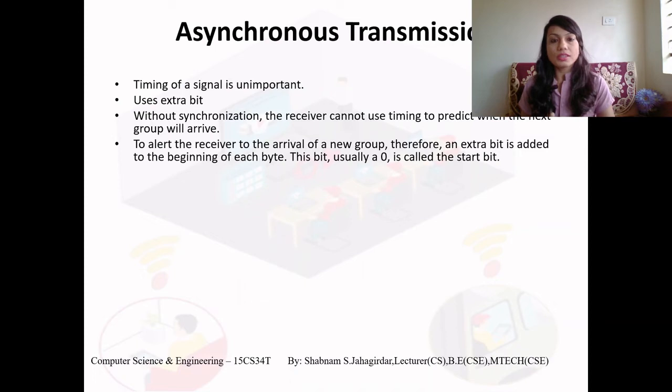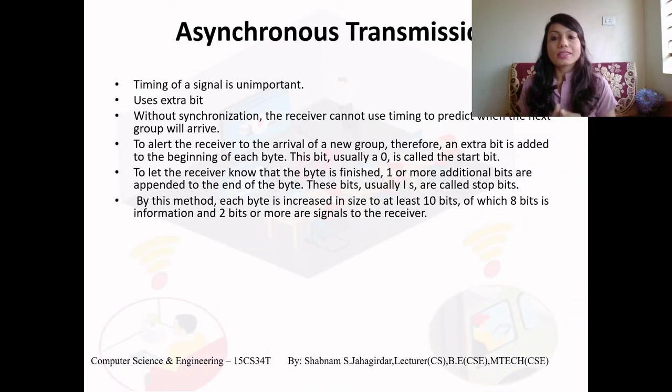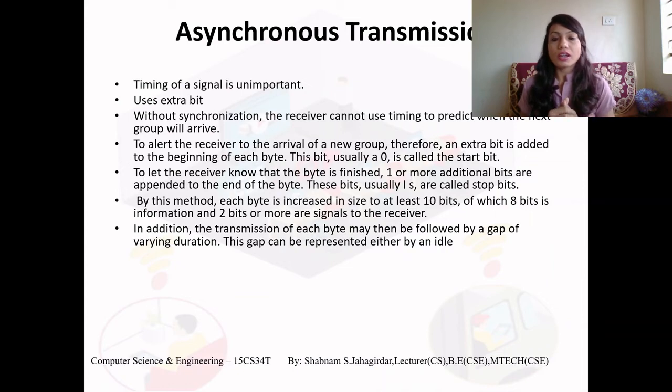This bit is usually 0, called the start bit. To let the receiver know the byte is finished, one or more additional bits are appended to the end of the byte. This is known as the stop bit. By this method, each byte is increased. That is, if 8 bits are given for the actual data, 2 bits are for extra information, so 10 bits will be sent. In addition, the transmission of each byte may be followed by a gap of varying duration. This gap is called idle. That is, instead of having an extra byte after each group of data, you can have gaps, to indicate that one transmission has ended.